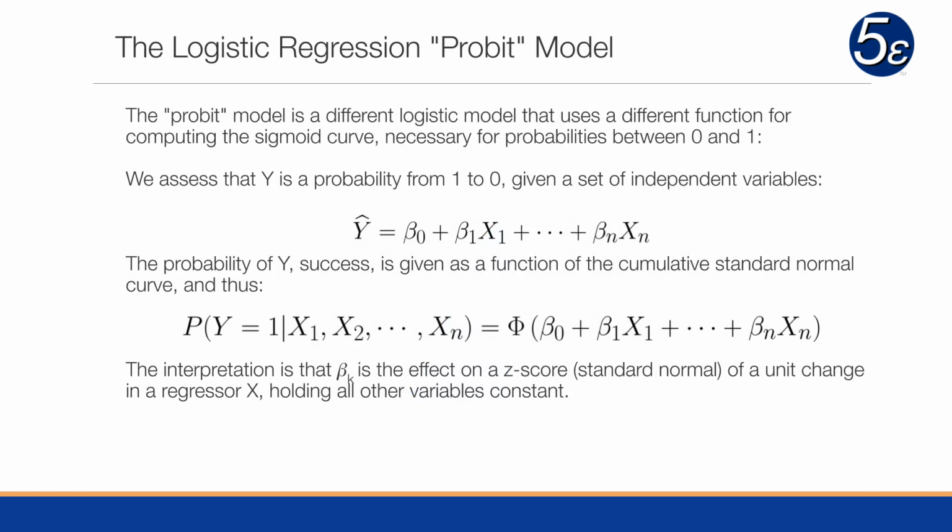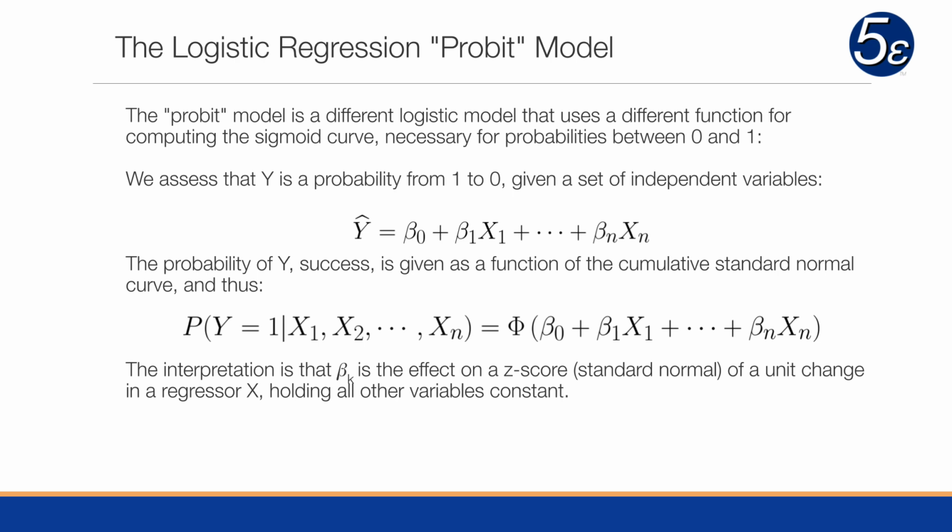The Probit model is a different logistic model that uses a different function for computing that sigmoid curve, which is necessary for probabilities between 0 and 1. We assess that y is a probability from 1 to 0, given a set of independent variables. So here's our formula again, where we have y hat equals beta 0 plus beta 1 x1 plus all the way to beta n xn.